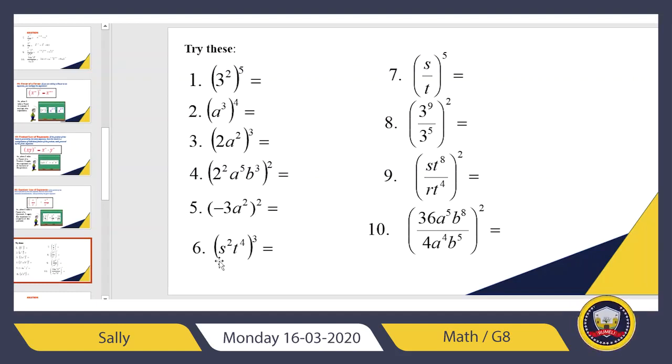The last one is S² T⁴ all to the power of 3. It means I will distribute this 3 over the powers inside the bracket by multiplying them. It means S to the power of 6, T to the power of 12, as 2 times 3 equals 6 and 4 times 3 equals 12.